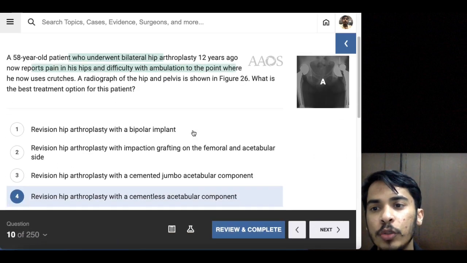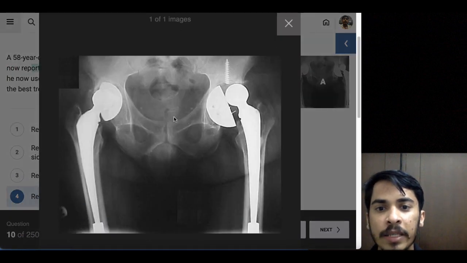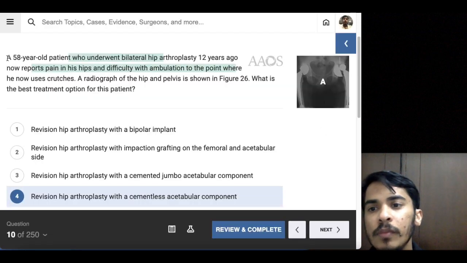Last question, 10th question. This is the image. First we can look at the image. It's a failed acetabular component on both sides. A 58 year old patient who underwent bilateral hip arthroplasty 12 years ago now reports pain in the hips and difficulty with ambulation, to the point where he now uses crutches. A radiograph of the hip and pelvis is shown. Figure out what is the best treatment option.